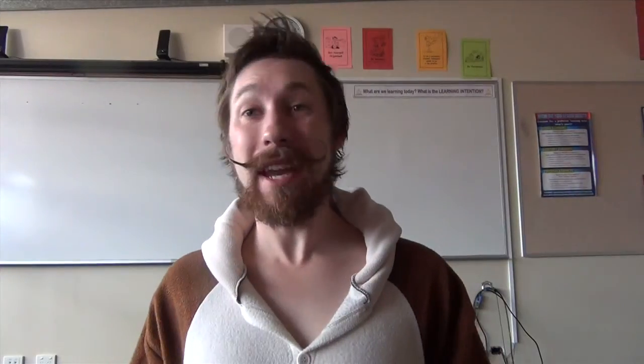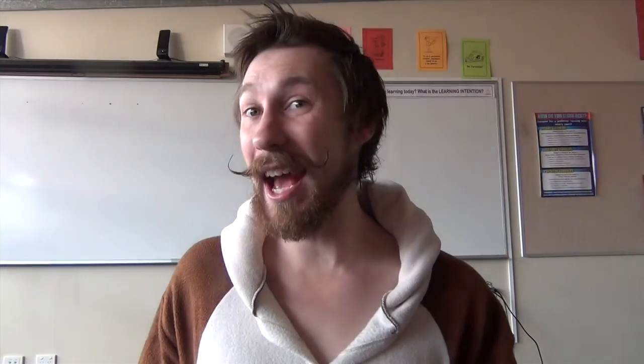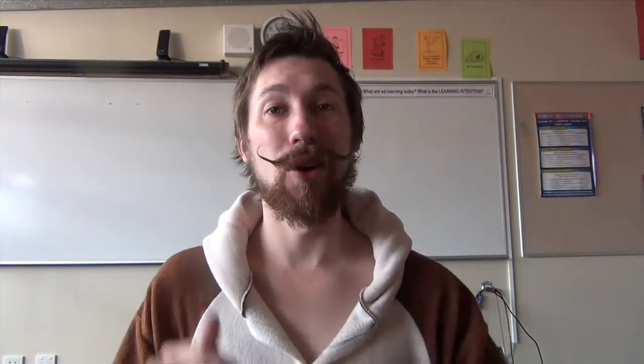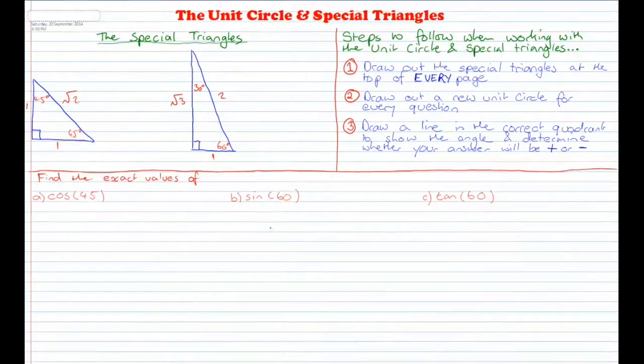Cool, so I guess it's time to have a look at some worked examples on how to actually work with these special triangles. So let's check it out. In these examples we're going to use the special triangles to help us find the exact values of cos of 45, sine of 60 and tan of 60. So let's go through and have a look at these first, shall we?